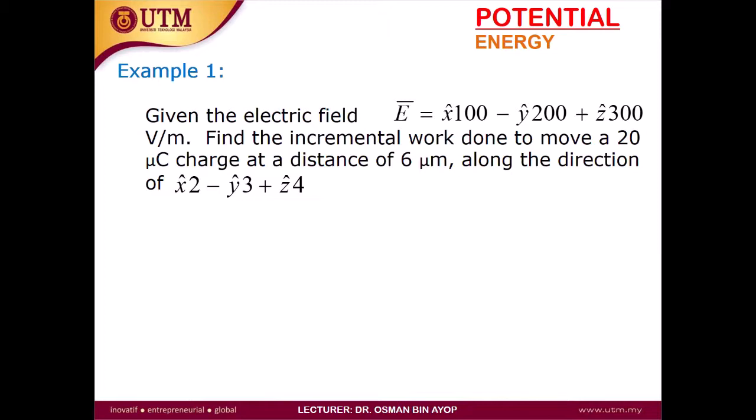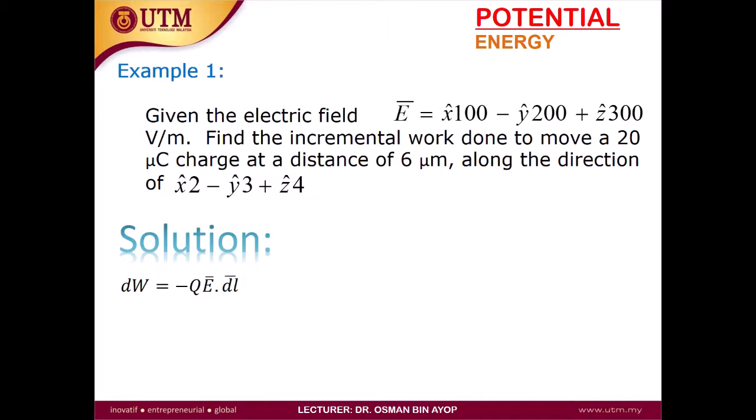For example 1, given the electric field E is equal to 100x minus 200y plus 300z volt per meter. Find the incremental work done to move a 20 microcoulomb charge at a distance of 6 micrometer along the direction of 2x minus 3y plus 4z. And the solution, the incremental work is equal to minus QE dot dl.